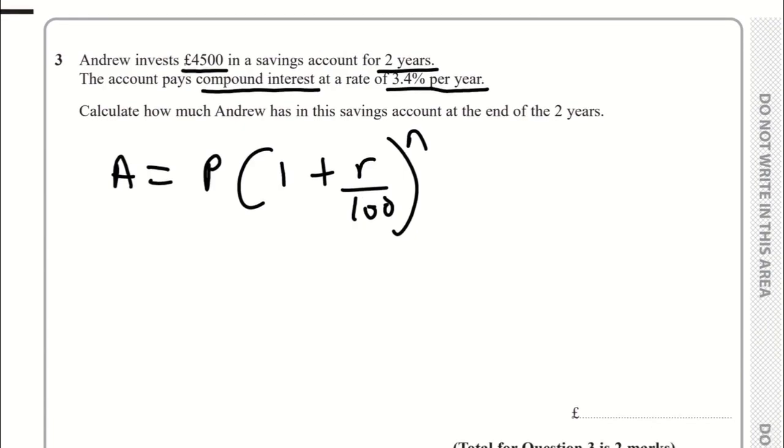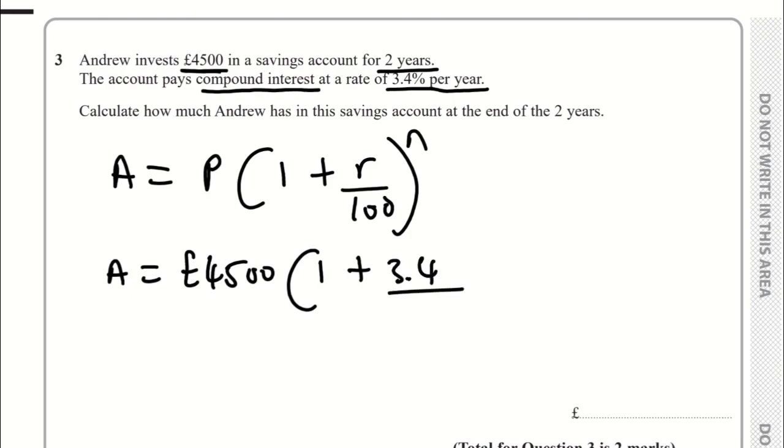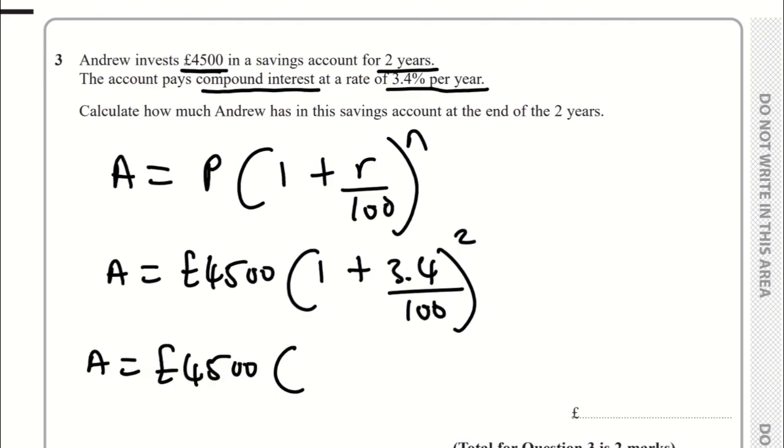So let's plug all of this into the formula and get the amount. The principal is the amount invested, which is £4,500. Then 1 plus the rate, which is 3.4%, that's 3.4 over 100. And the number of years is 2 here. So I'm going to simplify what I have in the bracket so that I can easily get the amount after 2 years.